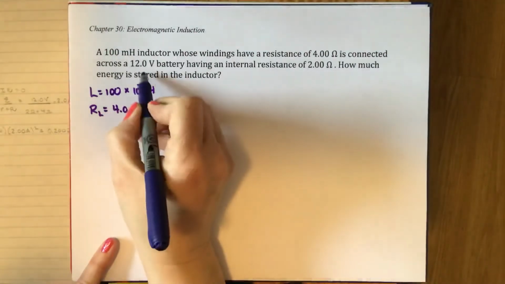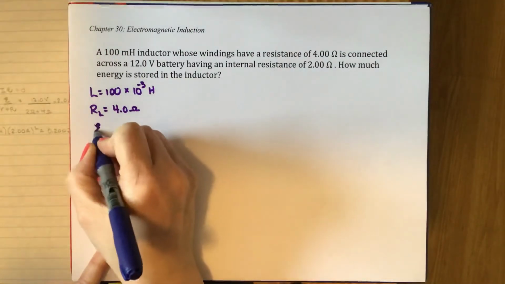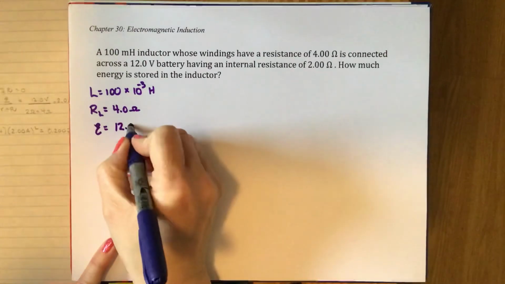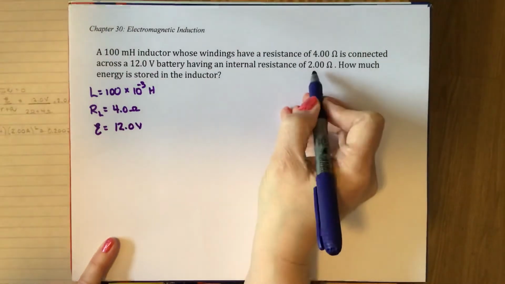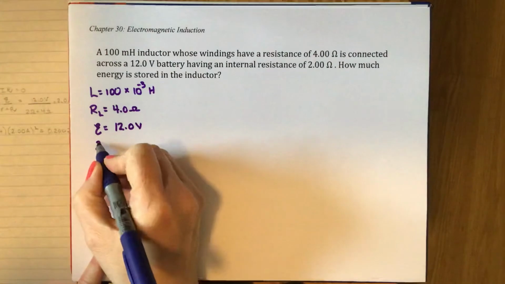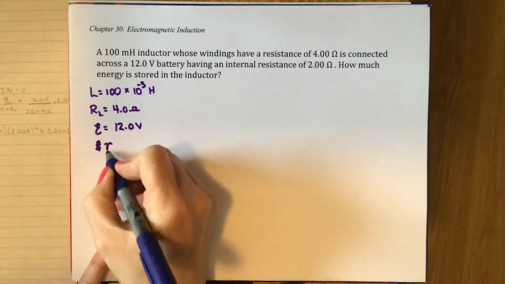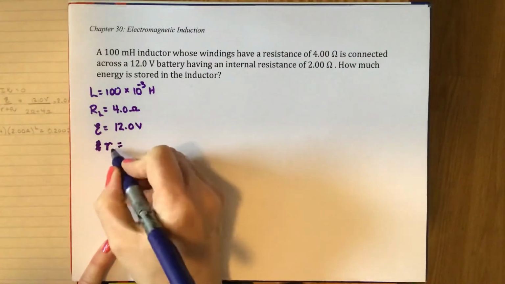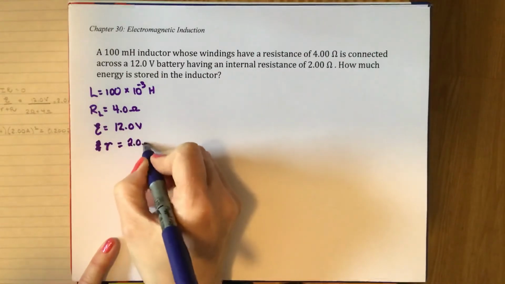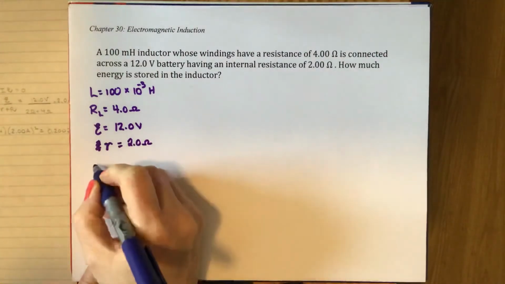It's connected across a battery with a potential of 12 volts. And that battery has an internal resistance of 2 ohms. And internal resistance, hopefully you remember, has a symbol of a lowercase r. How much energy is stored in the inductor?